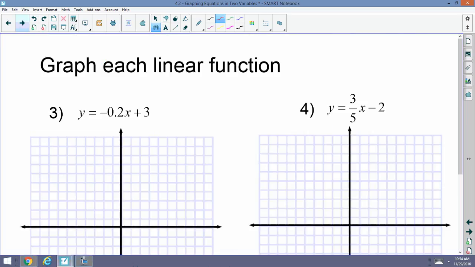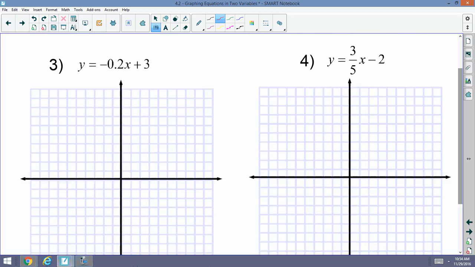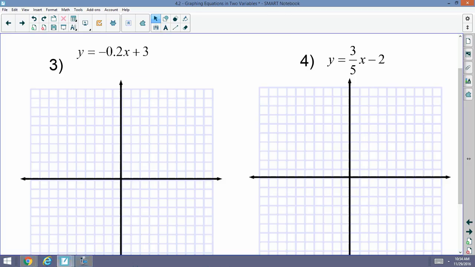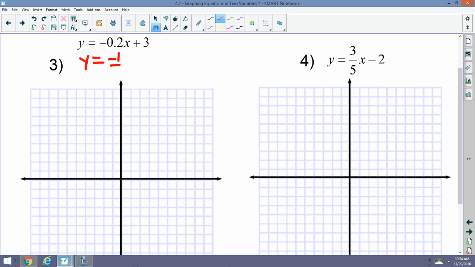Okay, let's graph each. I got this 0.2 thing. I don't like 0.2. I like to work with fractions. In fact, that's the best way to work with lines. So how do I turn 0.2 into a fraction? That's exactly right. This is y equals negative 2/10, but that's going to be negative 1/5 x plus 3. Now, can I use my multiples of 5 here? No, unfortunately not. What can I use, though?